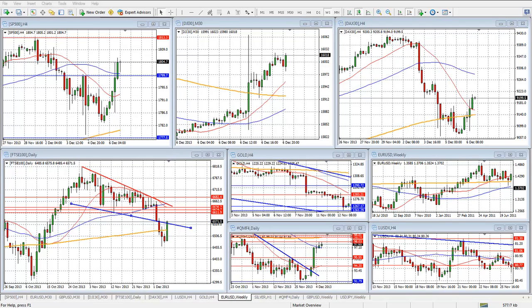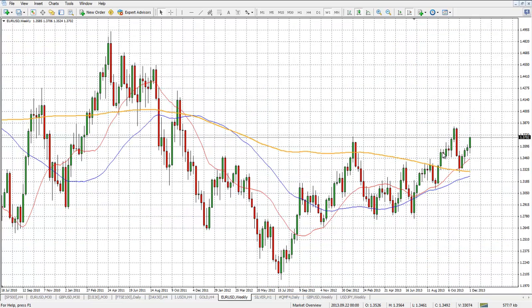Let's look at our weekly market analysis, this time looking at three currency pairs. I'll try and finish this very quickly, possibly 5 minutes max. We can start our analysis looking at euro-dollar.